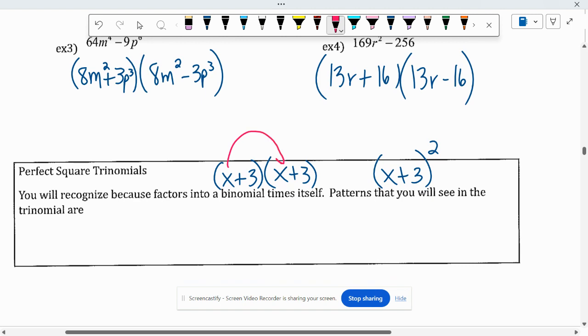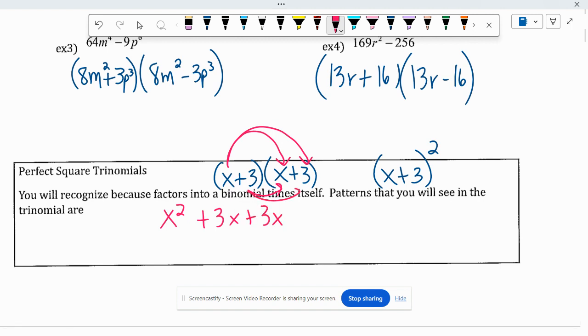What is x times x? X squared. What is x times 3? And 3 times x? 3x. And 3 times 3 is 9. So when I take this x plus 3, the quantity, and I square it, I actually end up with x squared plus 6x plus 9. So let's just take a look and see if we can recognize a pattern.